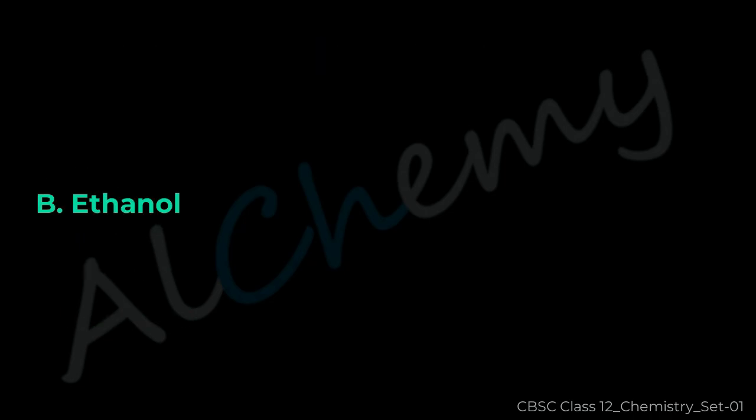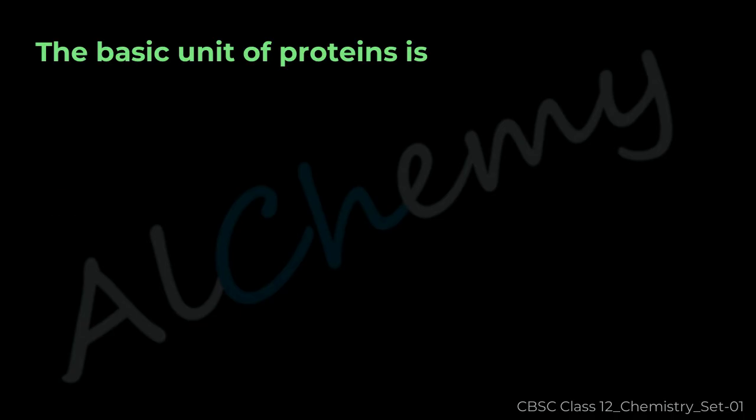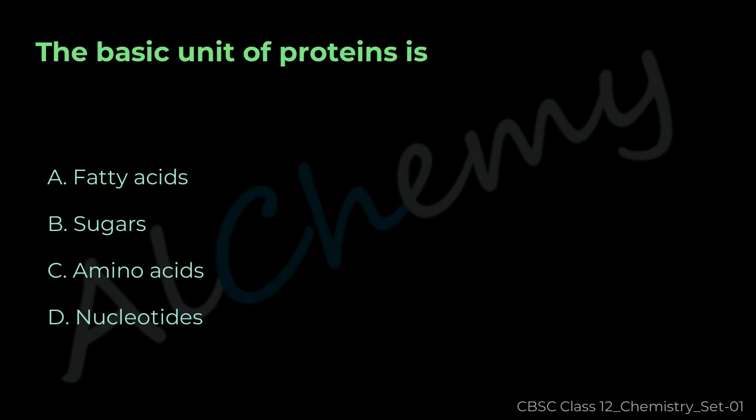The correct answer is B. Ethanol. Question 33. The basic unit of proteins is A. Fatty acids. B. Sugars. C. Amino acids. D. Nucleotides.